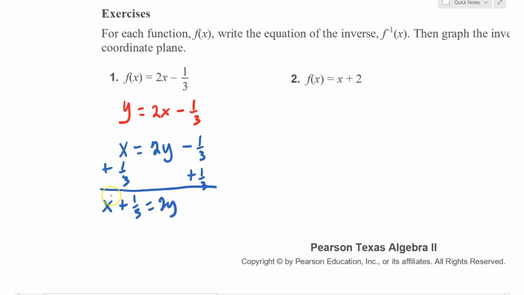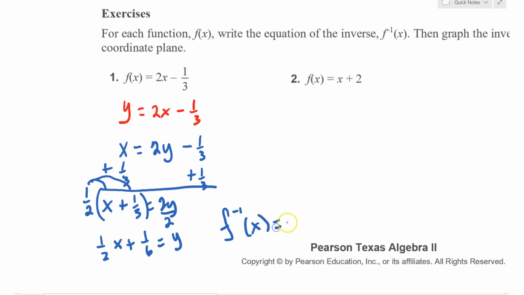Remember, the blue is representing the inverse. Divide by 2, or multiply times a half. So you have 1/2 times x, plus 1/2 times 1/3, which gives you 1/6, equals y. So the inverse of this function is going to be 1/2 x plus 1/6.